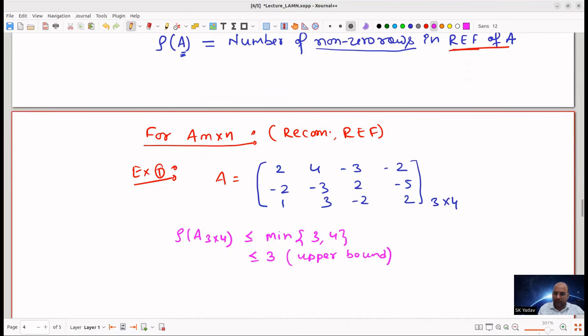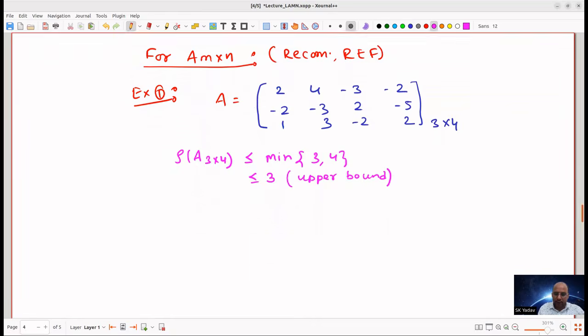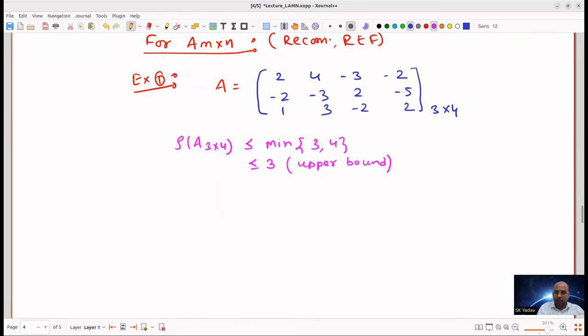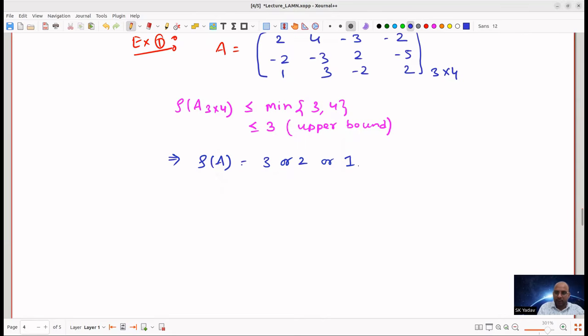So that means rank can be 3 or 2 or 1. This implies rank of A can be 3 or 2 or 1, as it is a non-zero matrix. But here I will go by procedure and see how to find rank of a matrix by elementary row operations.